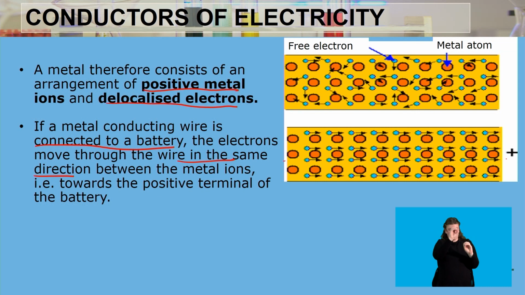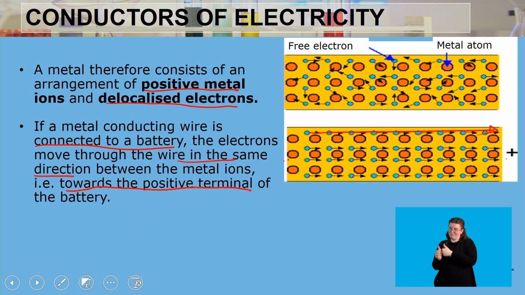Once we connect a battery to this wire, the electrons will move in the same direction, as we can see that the arrowheads are now pointing in the same direction. So they're going to move in the same direction between the metal ions. That is, now they're going to be moving towards the positive terminal of the battery.